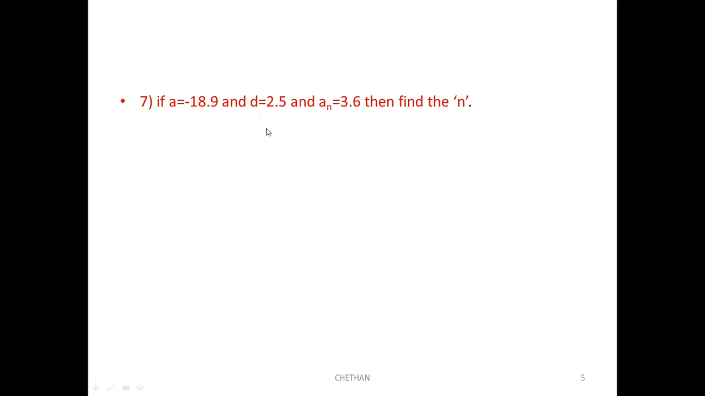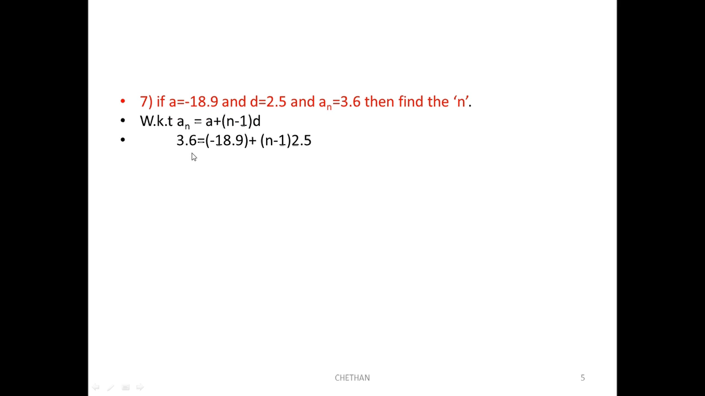So we are using the same formula again. An is equal to a plus of n minus 1 into d. I am taking the given values in their places. So in the place of an they have given 3.6, I am putting it here. In the place of a, minus 18.9 is there, so I am taking minus 18.9. The value of n they have not given, we have to find that one, so I am taking n minus 1 as it is here. In the place of d they have given 2.5, so I am taking 2.5.